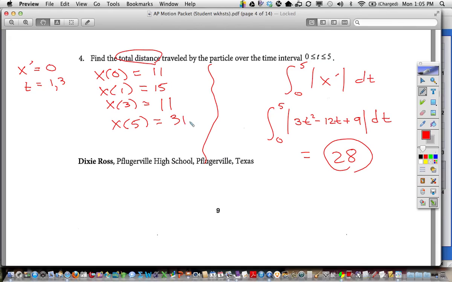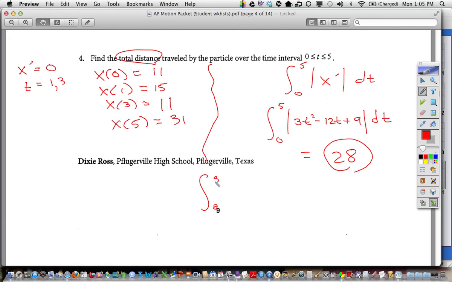So how far to go there? 20. So it went from 11 to 15, back to 11. So it's traveled 8 so far. And then it went 20 more. So that's a total of 28, which of course we knew right here. So we could take that information and get our total distance traveled. Net distance traveled is what?